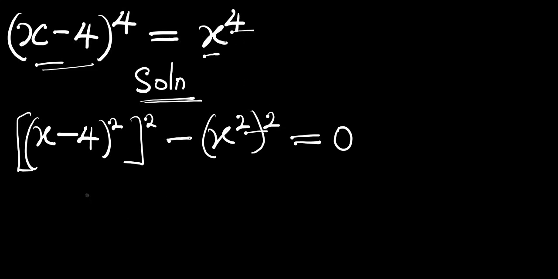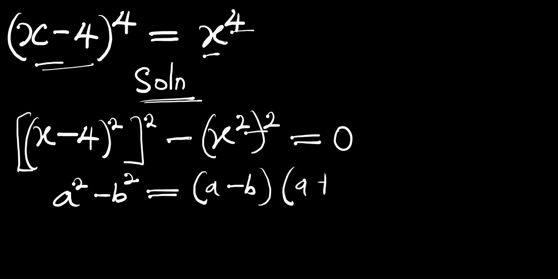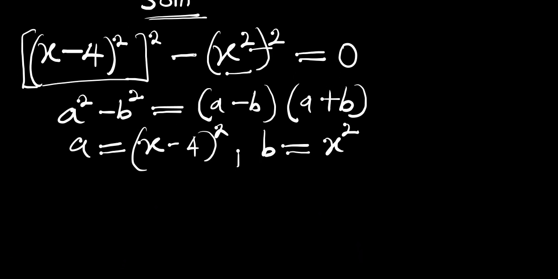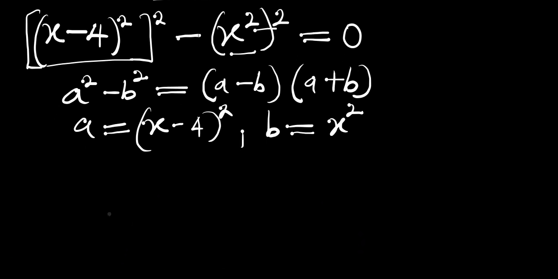So what we are going to do next is use the difference of two squares. If you have a squared minus b squared, this is equal to a minus b times a plus b. And in this case, a is equal to the whole of this, (x - 4)^2, and b is equal to what we have here, x^2. So we proceed and make use of this particular identity.